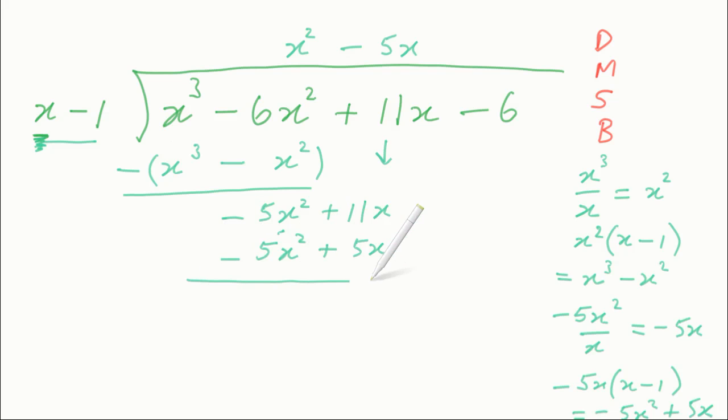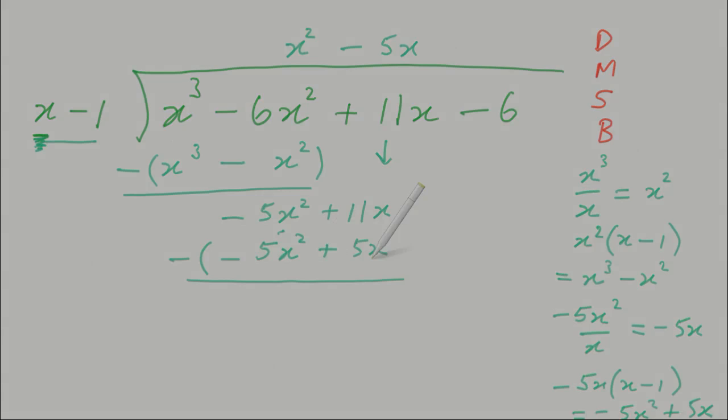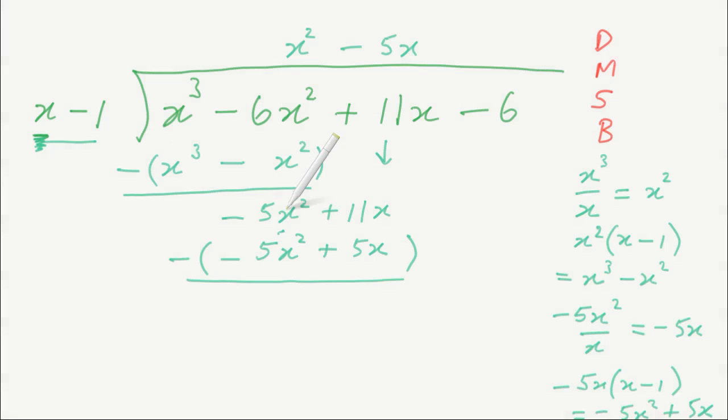And then once again subtract. So minus 5x squared minus minus, which is plus 5x squared, equals 0. 11x minus plus 5x is 11x minus 5x, which is 6x. And then you bring down that minus 6 all the way to here, and then repeat the process.